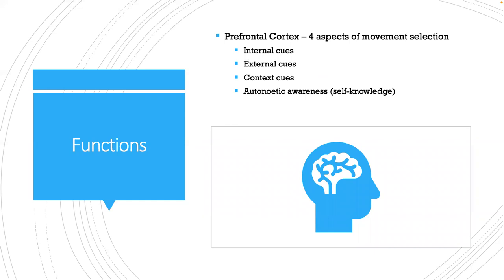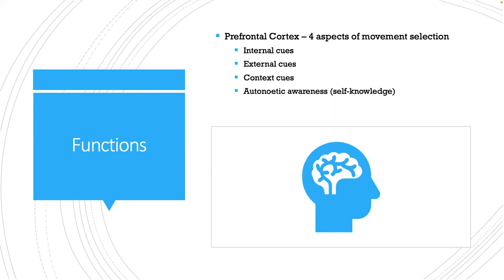Functions of the prefrontal cortex. There are four aspects of movement selection. Before we get into this, just a quick review. The motor cortex is responsible for making movements. The premotor cortex selects the movements, and now the prefrontal cortex controls cognitive processes that select appropriate movements at the correct time and place.